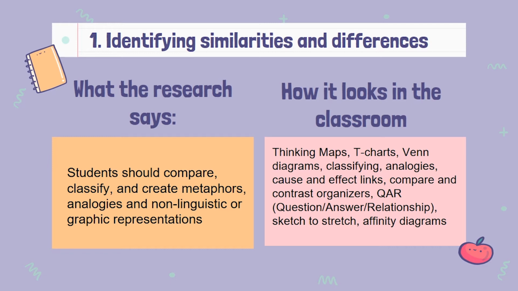To illustrate, when classifying, an individual first identifies similarities and differences within a set of elements and then organizes these elements into two or more categories based on the identified similarities and differences. Creating a metaphor involves identifying abstract similarities and differences between two elements. Finally, creating analogies involves identifying how two pairs of elements are similar and different.